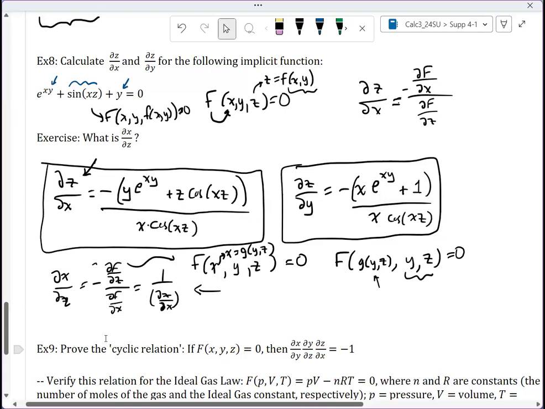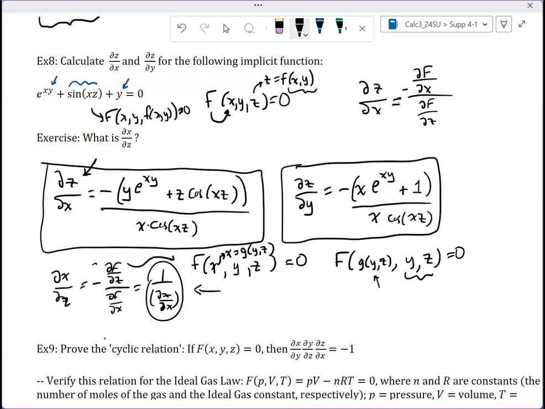So in a sense, procedurally it's not very difficult to switch from partial of z with respect to x to partial of x with respect to z, but conceptually, I think there's a little more going on in the background than we might appreciate at first glance.